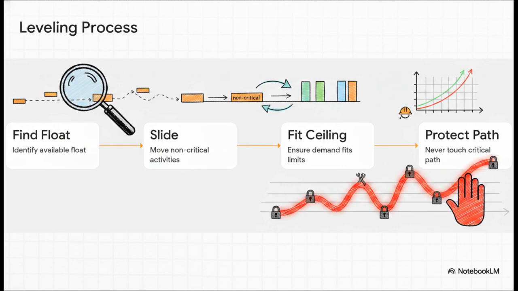Let's walk through the exact steps to do this. First, you find the float. Second, you slide those non-critical activities. Third, you make sure the demand actually fits under your resource ceiling. But pay close attention to the fourth step, because this is the golden rule. Never touch the critical path. Critical path activities simply do not move. They have absolutely no float to give. In a leveled schedule, those critical path bars, they stay locked in place, glowing red.